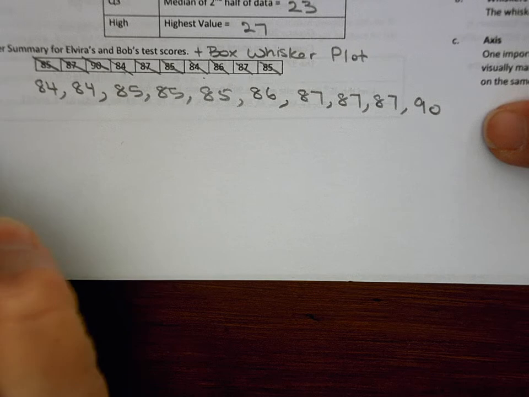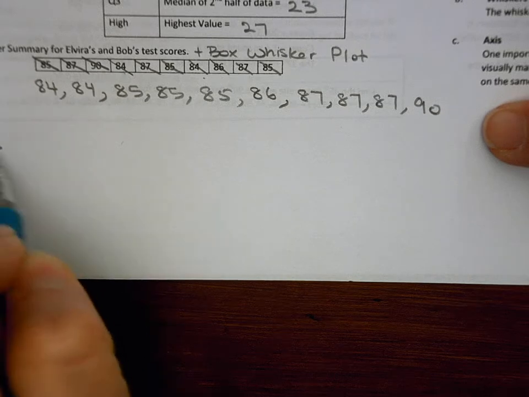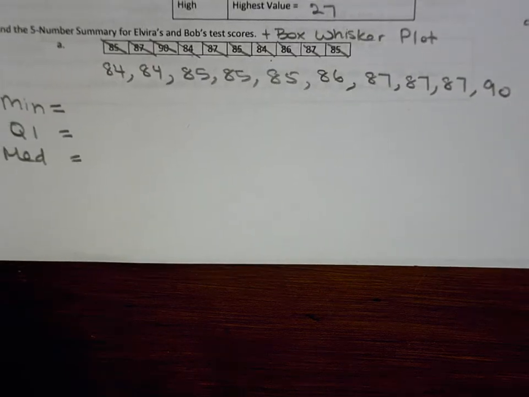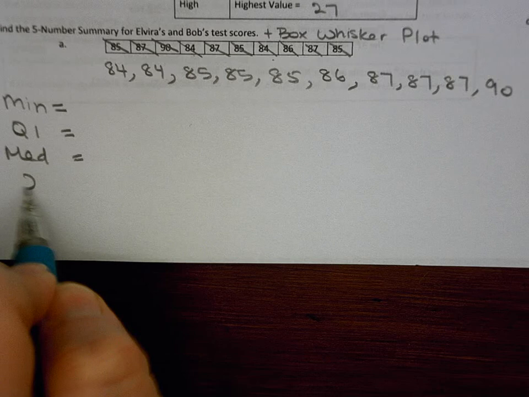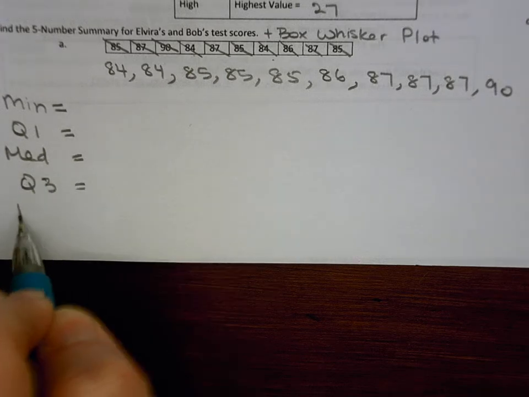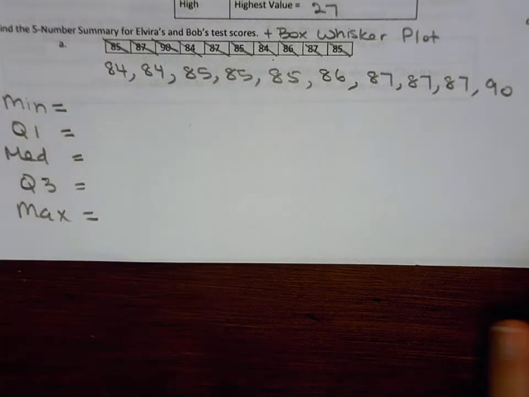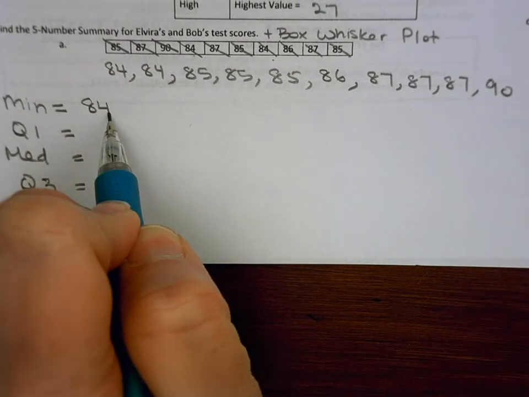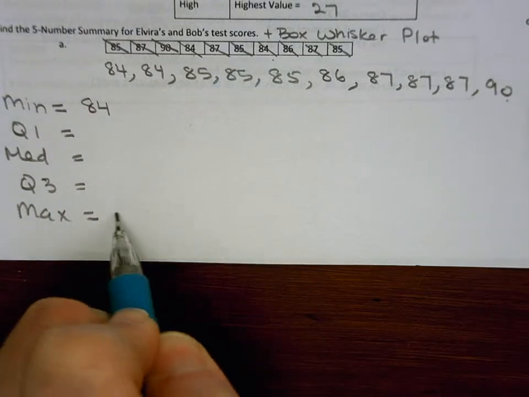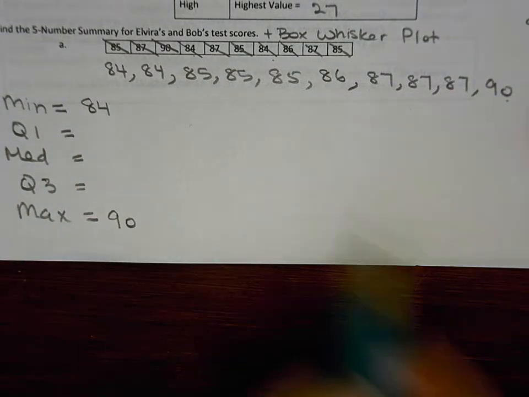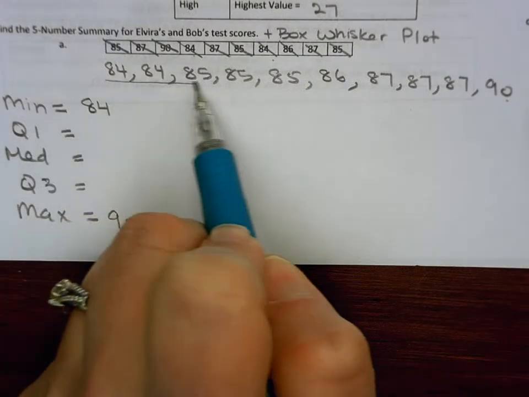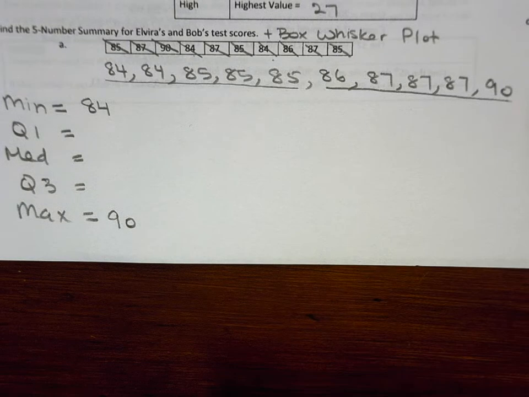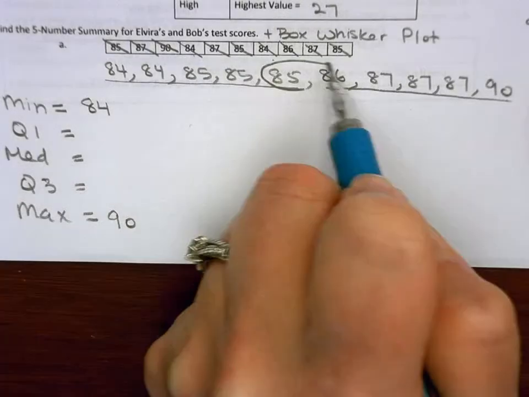So we want to know what's our min, what's Q1, what's our median of the whole data. Oops, going off the page here. Q3 and our max or high. Okay. So our lowest value is 84. Our highest value is 90. Now I want to find the middle, so I'm going to just count here. So I went 5 in each way, and so there's no true middle, so then I have to average those two, right?